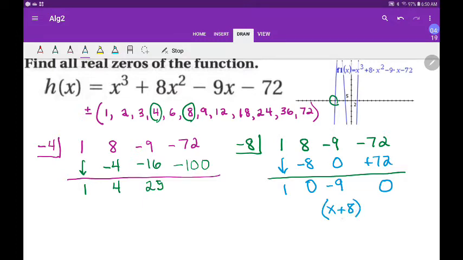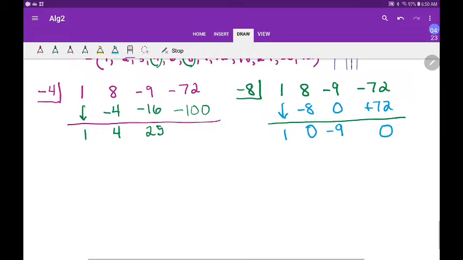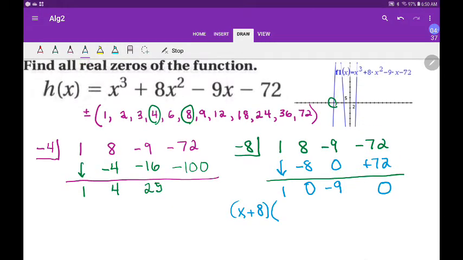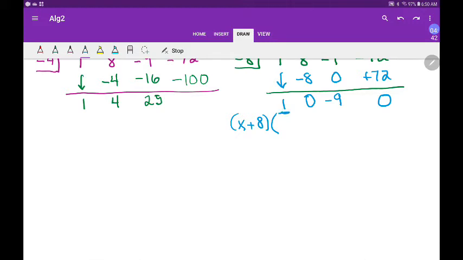Well, I shouldn't write it there, should I? I need those numbers. So, I know that it's x plus 8, because -8 goes in there to make 0. And then, the leftovers, I don't have x to the third anymore. Now I have x squared, and there's my coefficient right there. X squared plus, I would write x, but it's a 0, so I don't have to. And I just say -9.